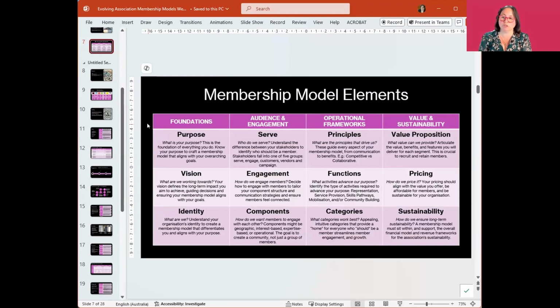The third one is what we call service provision. That's when you give your members something, whether it's regular updates, publications, magazines, you run events and things like that. You keep them up to date. It might be tools, templates, resources. It's stuff that you do for your members.